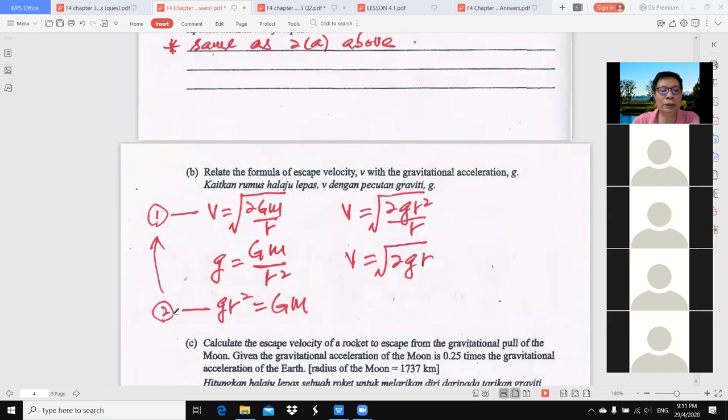You substitute these two here, because we know that this GM is g r squared, correct? So this one substitute here. This one becomes g r squared. So it becomes like this, right? Cancel the r.